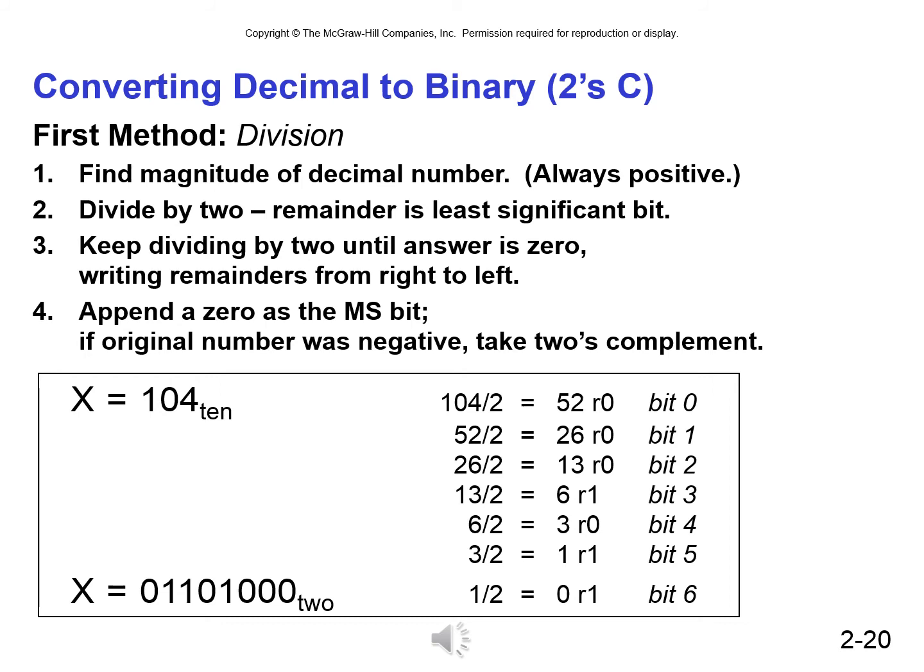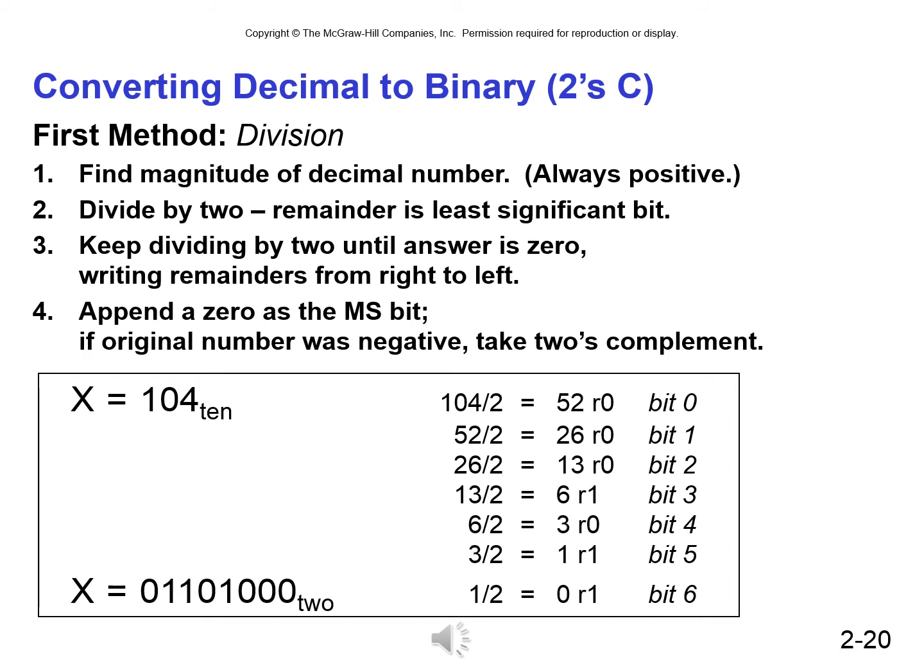So you keep dividing by 2 until the answer is 0, writing the remainders from the right to the left. So in this example, we take 104 base 10. Now you have to think about that for a second. That 104 is going to have bit 0 be 0, right? Because it's an even number. So 104 divided by 2, 52 remainder 0. Bit 0, 0. So you write down the 0.